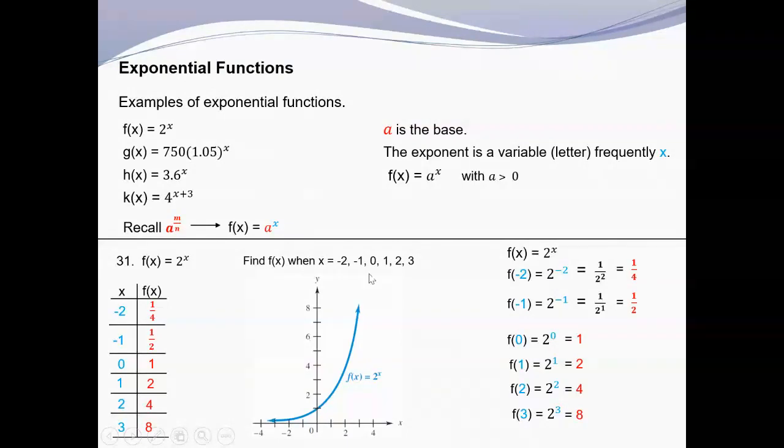Okay, and there's your graph. For example, when x is -2, this will be about 1/4 right there. When x is -1, it's going to be about 1/2. When x is 0, y is 1. When x is 1, y is 2. When x is 2, y is 4. And when x is 3, y is 8.